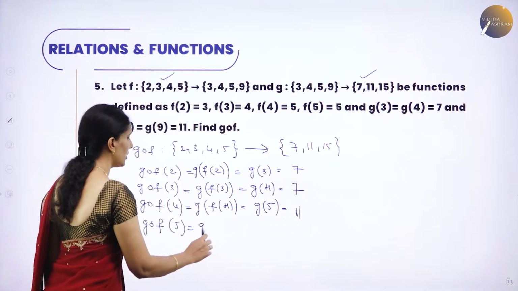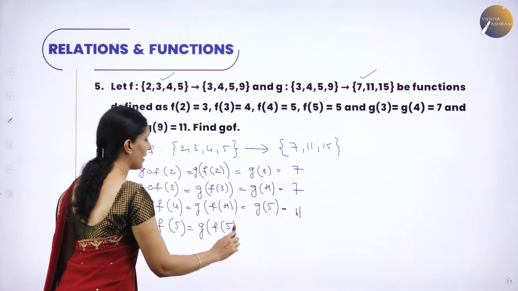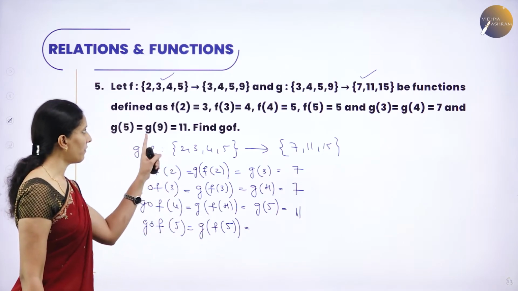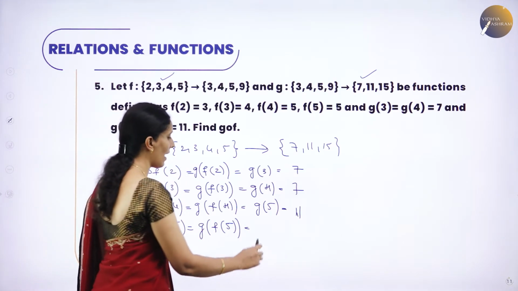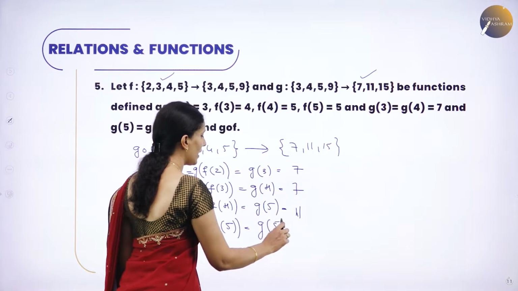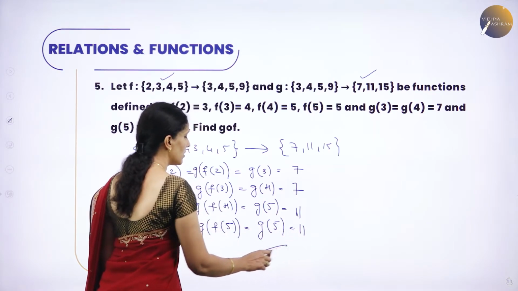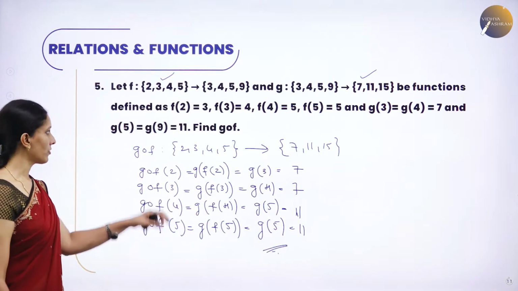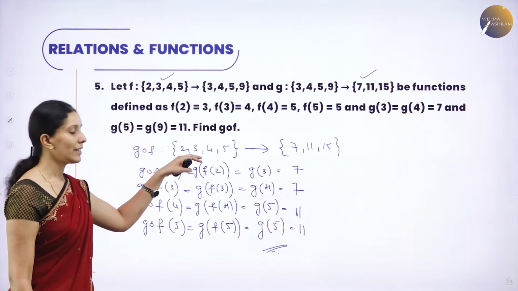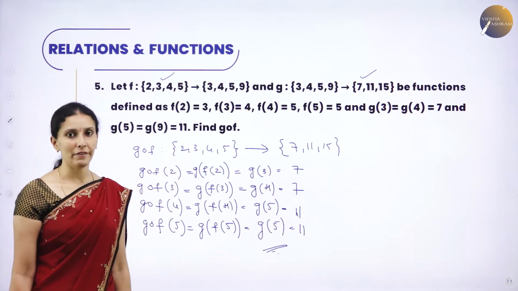Next we have g(f(5)). So what is f(5) we have? So f(5) we have as 5. So g(5) again is 11. So this is the composite function g∘f from the set {2, 3, 4, 5} to {7, 11, 15}.